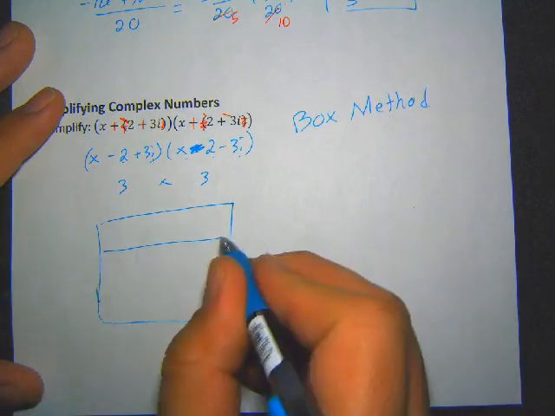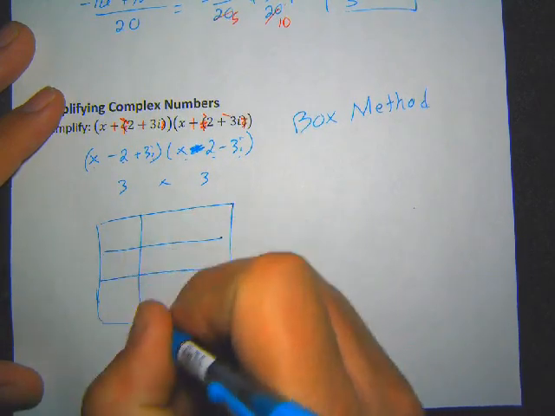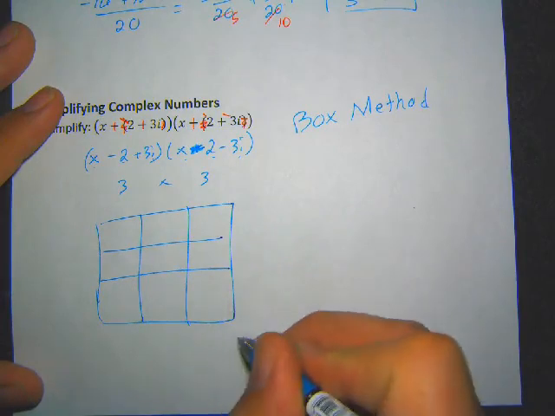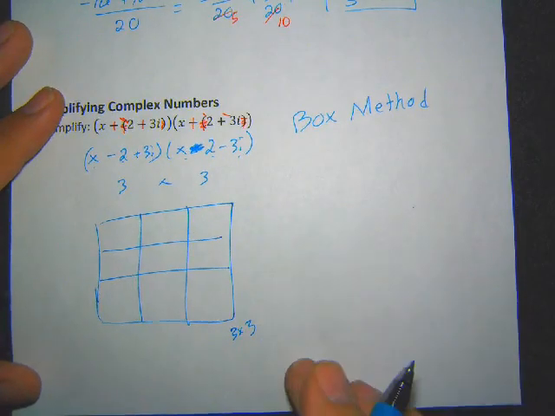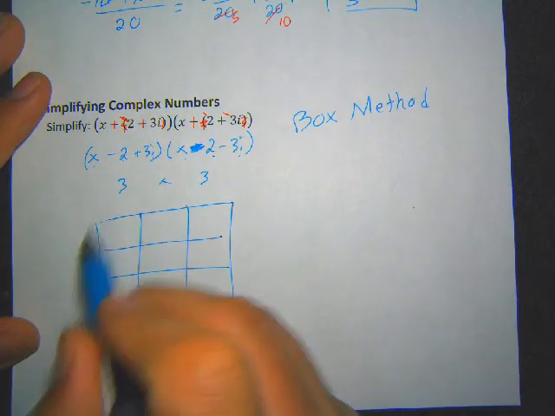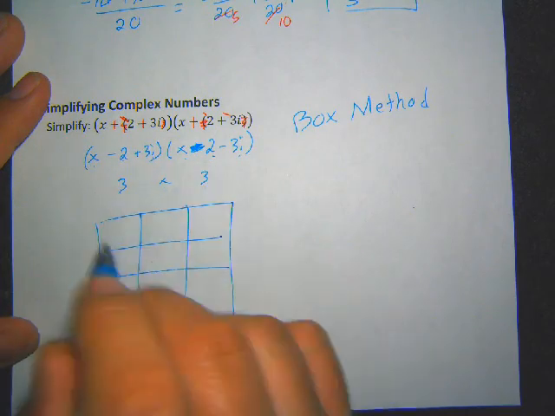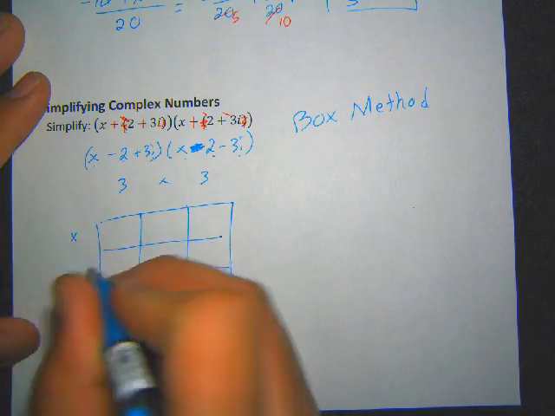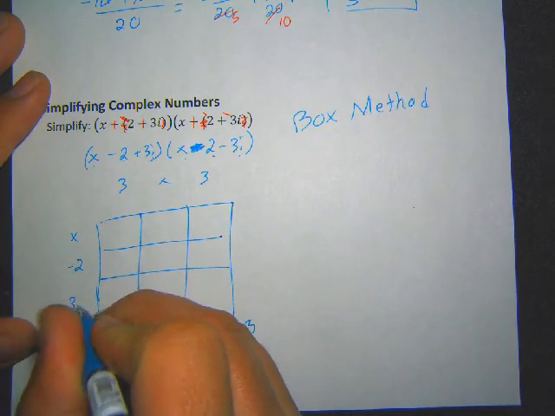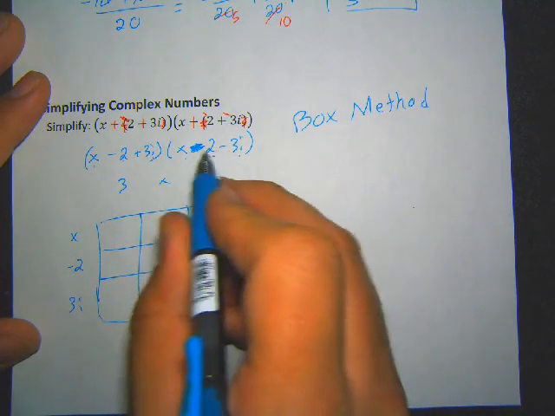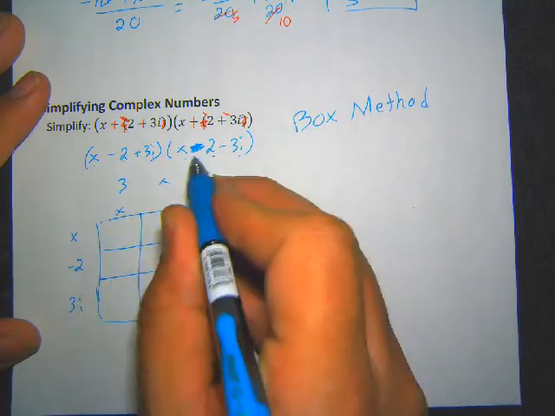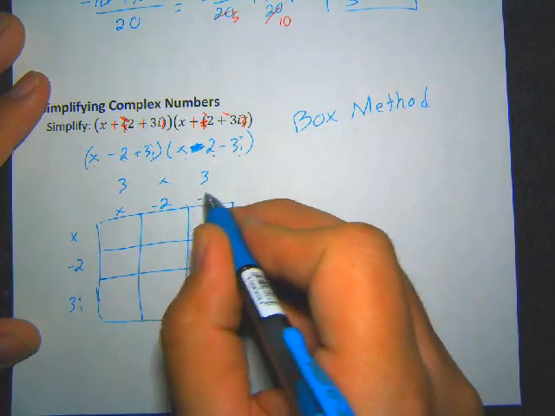This could be 3 rows and 3 columns, so it's 3 by 3. And then I'm going to write my first, I guess it doesn't really matter if you do left or right. So I'm going to do the first on the left, x - 2 + 3i. I'm going to do this part on the top. So I'm going to do x - 2 - 3i.